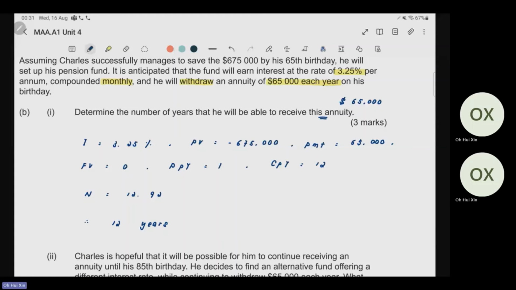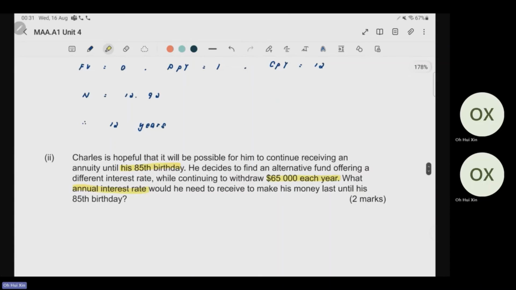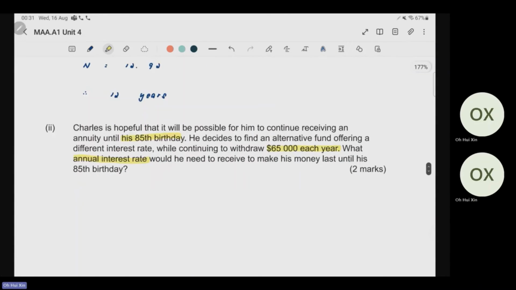Okay, so part 2. Charles is hopeful that it will be possible for him to continue receiving the annuity until his 85th birthday. So he decides to find an alternative fund offering a different interest rate while continuing to withdraw 65,000 each year. So what is the annual interest rate? So you are finding the I. The only way to solve this question is finance solver, because if you don't have I, then you cannot build your recursive rule, so that he will be able to withdraw the money until his 85th birthday.